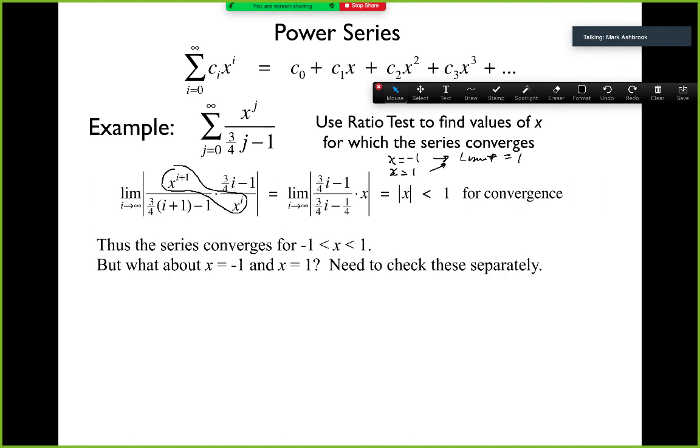Okay? So let's do x equals -1. If you plug in x equals -1, you get this series. It's no longer a power series. X is gone. Now it's like the series we've been working on the last week or 2 weeks. And we have to figure out, is this going to converge or not? So we reach into our toolbox. And the first tool we apply is, what's the first thing we always ask?